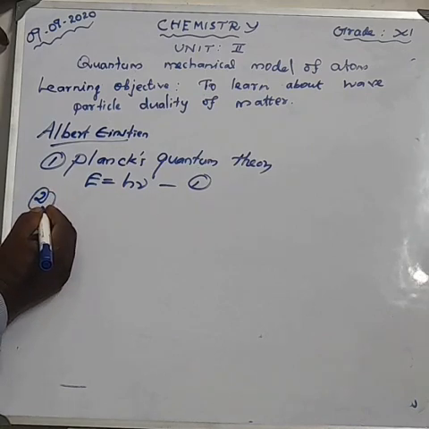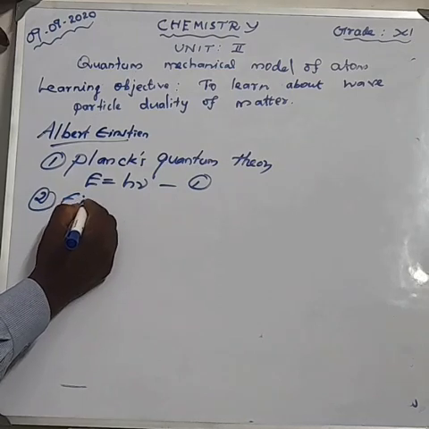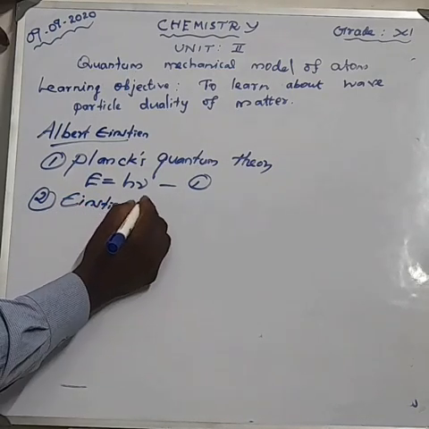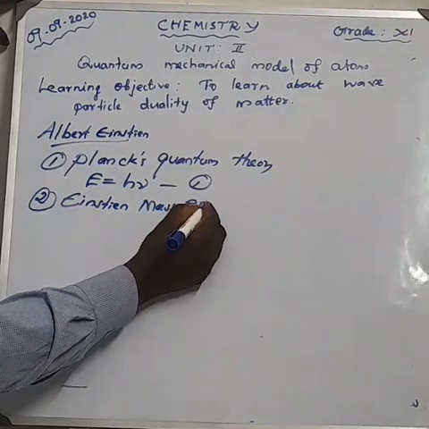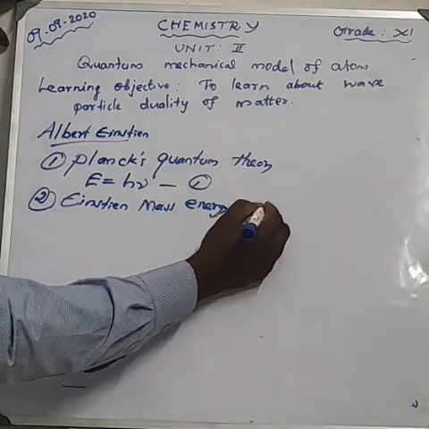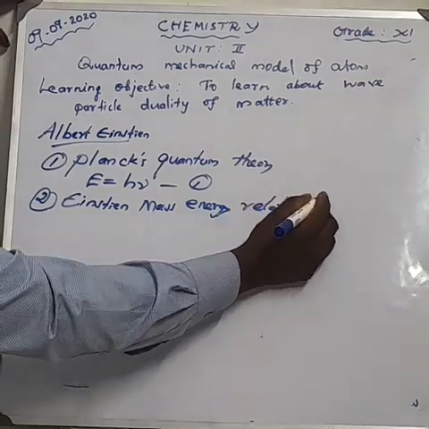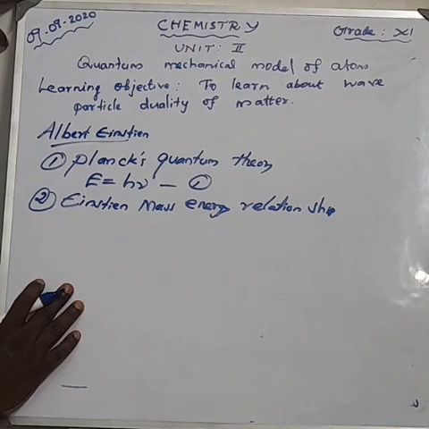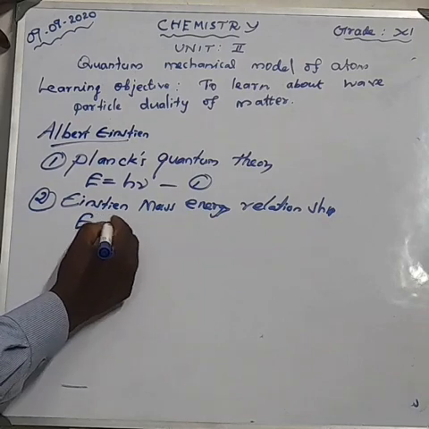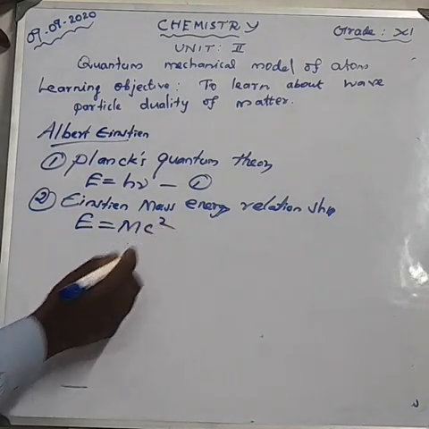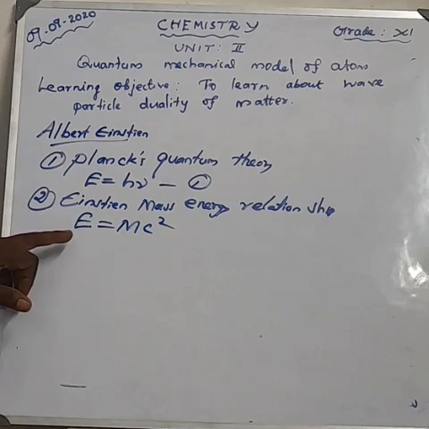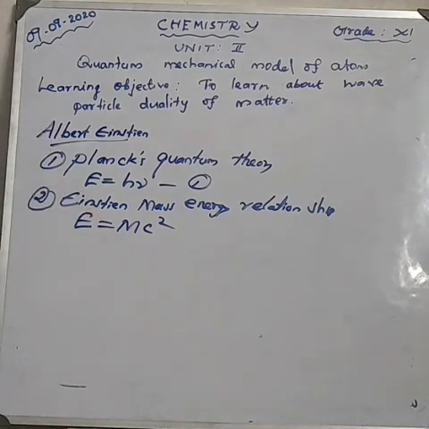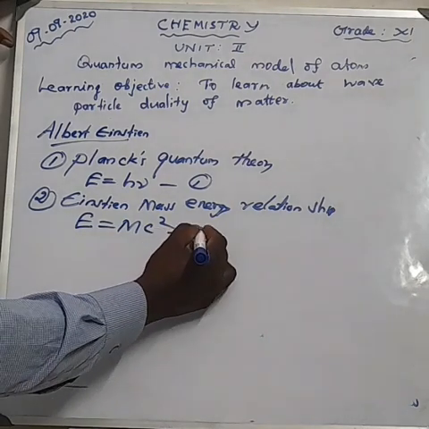Einstein mass energy relationship. That is the Einstein equation. According to the Einstein equation, E is equal to mc square. M means mass, c means velocity of the light. All of us know that one. Here we are taking this as equation number 2.